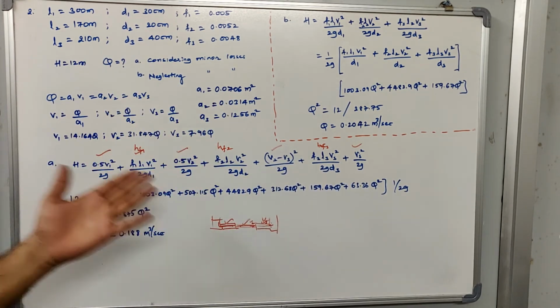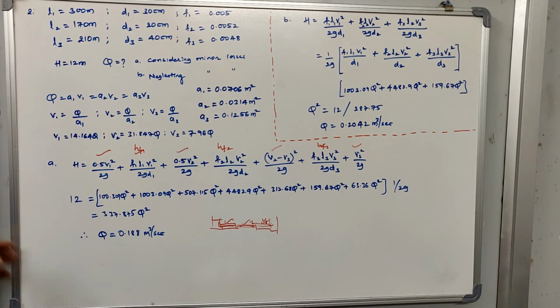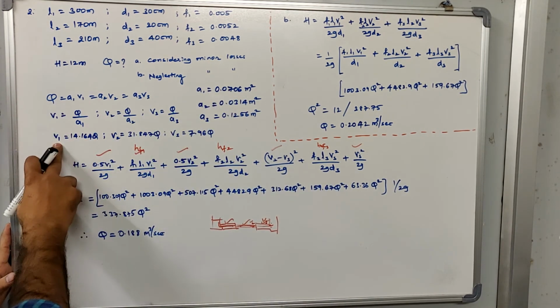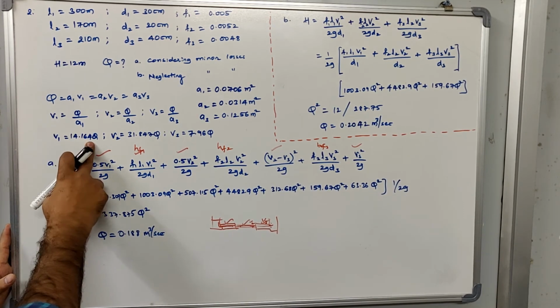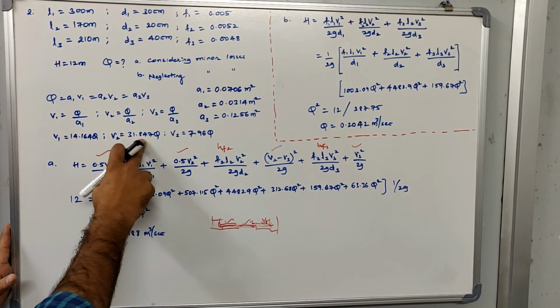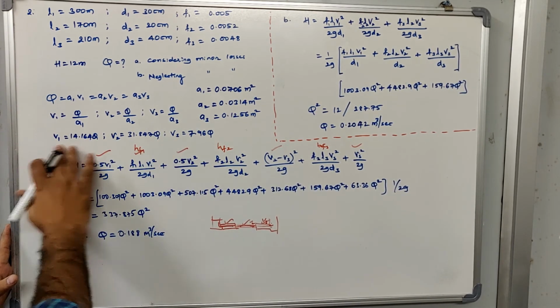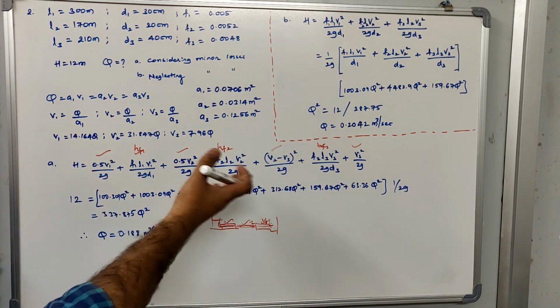Once you solve this, we can calculate how much is V1 in terms of Q. We do not know what the Q value is, that is what needs to be calculated. So 1 divided by this value A1 will give you V1 in terms of Q. So V1 in terms of Q is 14.164, V2 in terms of Q is 13.847, V3 in terms of Q is 7.96. Once you determine velocities in terms of discharge, the next step would be to go back to this equation.